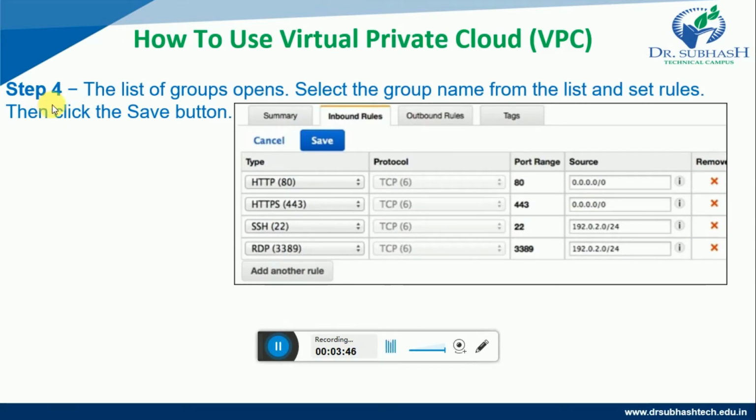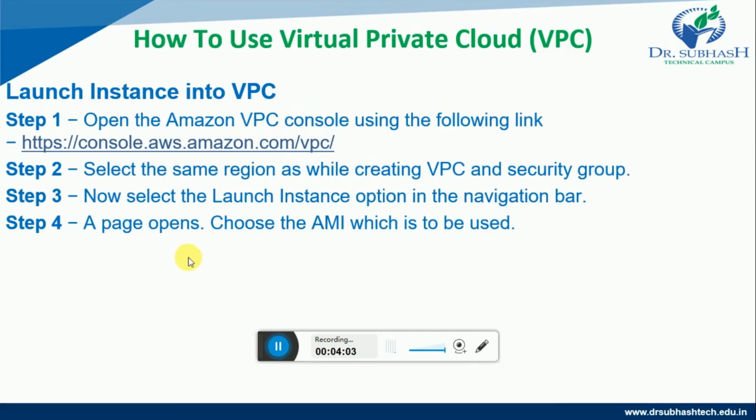Then we have to follow step 4 to create or select the group. The list of groups opens. Here you can see the list of groups is open. Then select the group name from the list and set the rules and then click the Save button. Here you can see there is a Save button. Till now we have seen how to create a VPC and then how to create and select the VPC group.